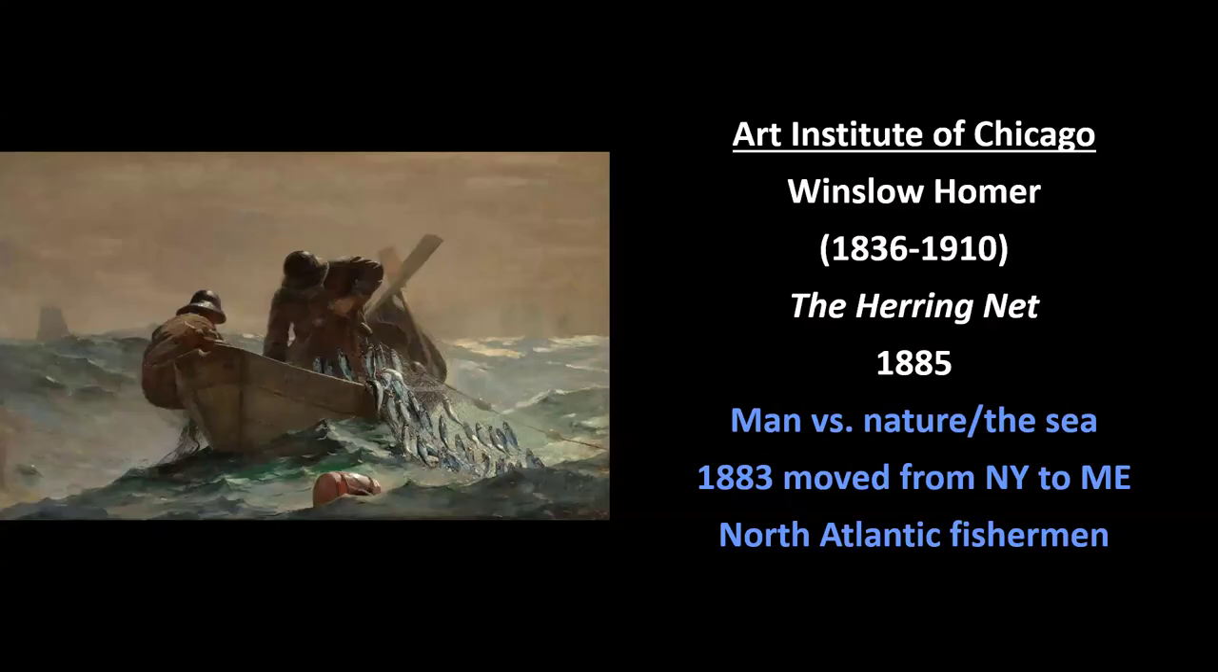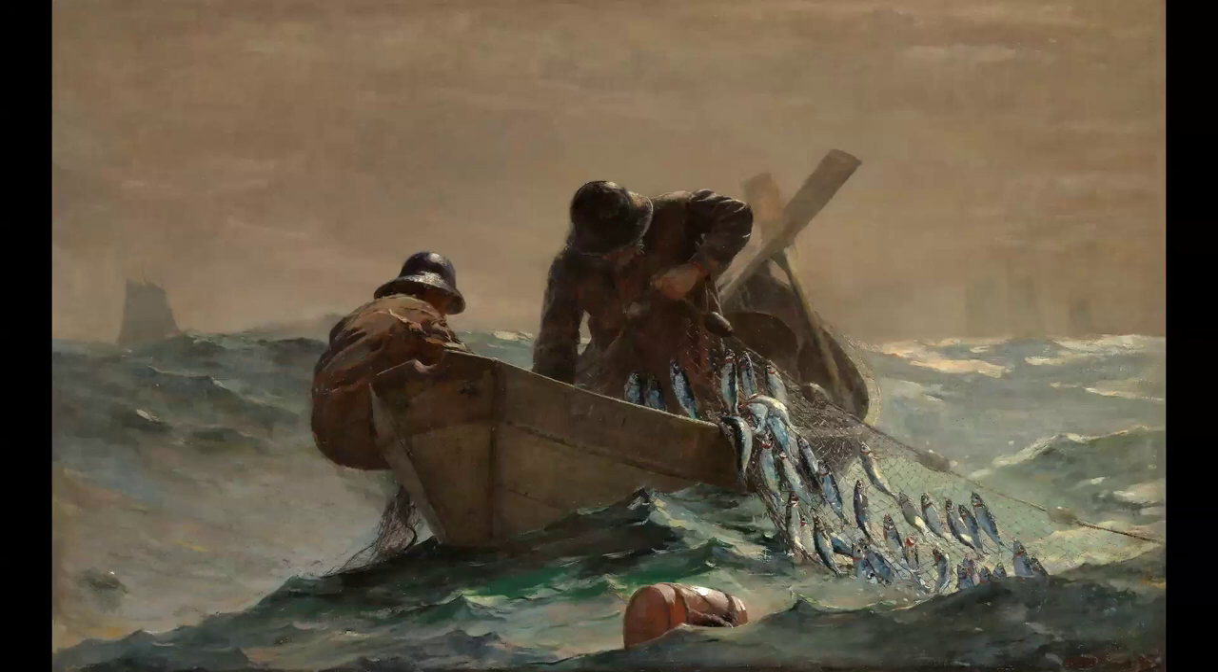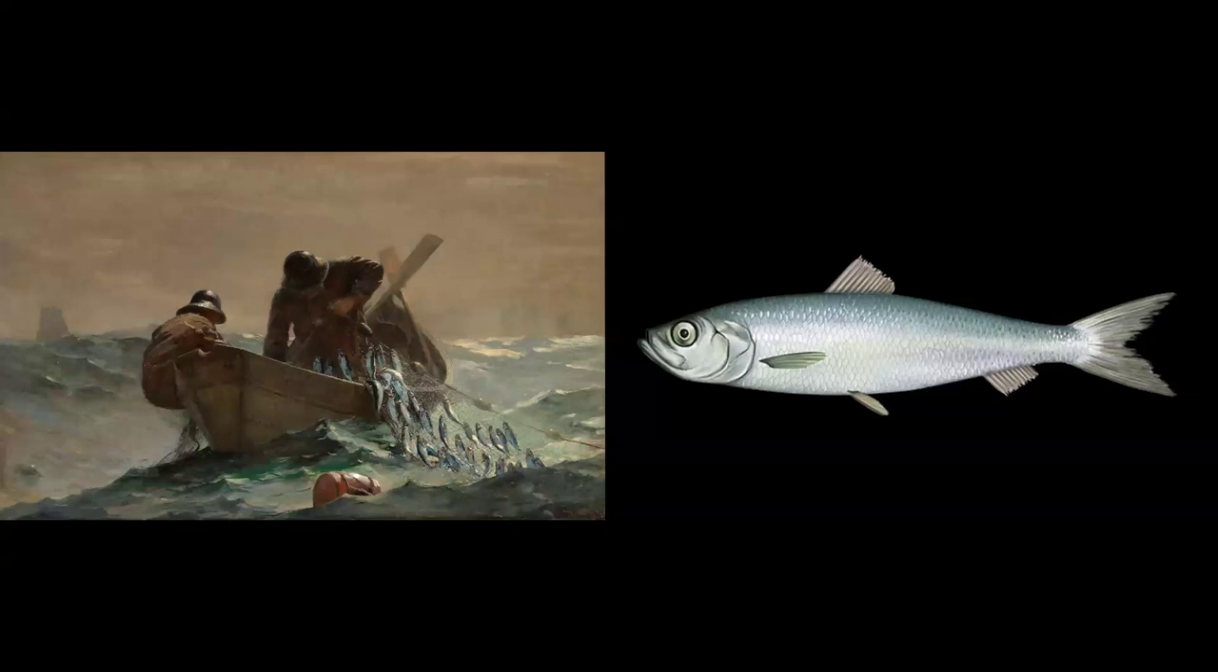This is called The Herring Net. It's a painting at the Art Institute of Chicago from 1885. Again, it's kind of the man versus nature, or man versus the sea, type of theme. In 1883, Homer moves from New York City to Maine. He gives up the previous types of subject matter that we've seen. And here he's depicting North Atlantic fishermen. They're doing battle with the sea, trying to bring in their catch of the day.